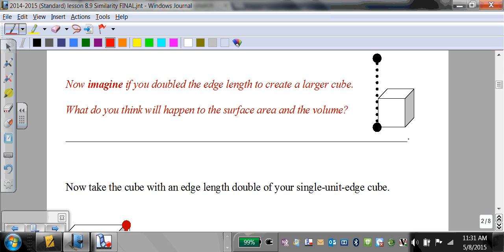Of course, it's going to get bigger. Try to be a little bit more specific numerically. If the edge doubles, what happens to the surface area and volume? 30 seconds of silence. Stop writing. If the edge doubles, what do you think happens to the surface area and the volume? Commit to writing your guess. I think you're wrong, but I do want you to guess. In writing.